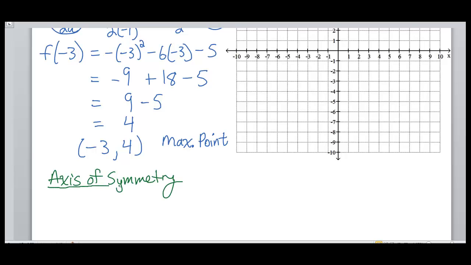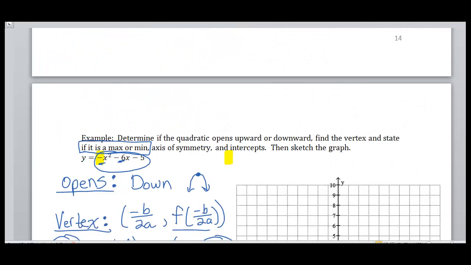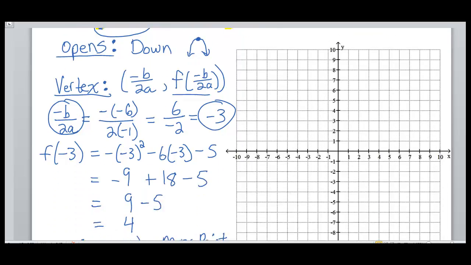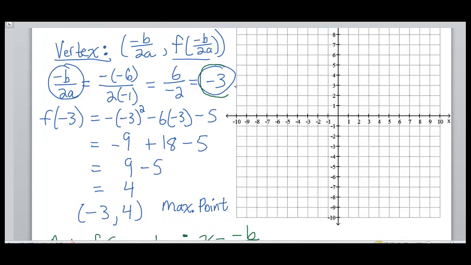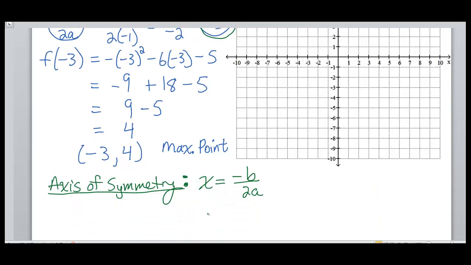The axis of symmetry, right? Again, the formula for it is an equation. It's x equals negative b over 2a. Well, we've already found that negative b over 2a was negative 3. Right? Negative b over 2a is negative 3 here. And so it's going to be the line x equals negative 3.